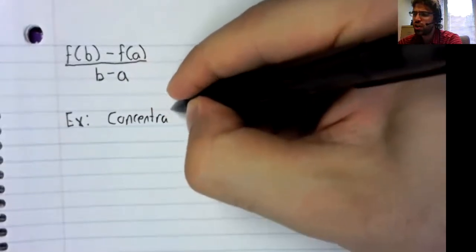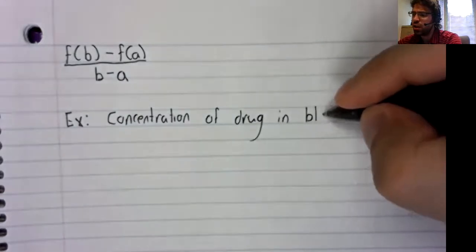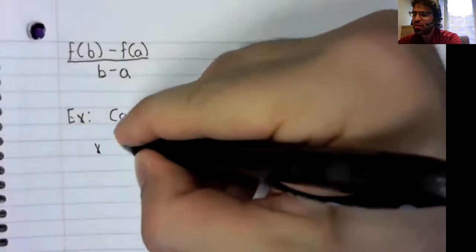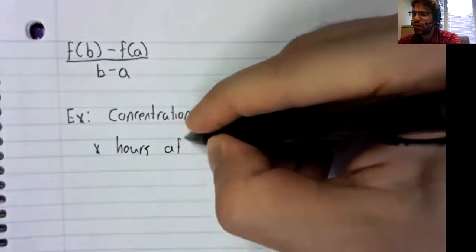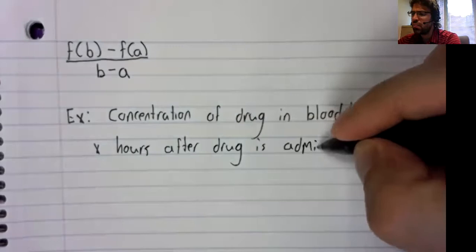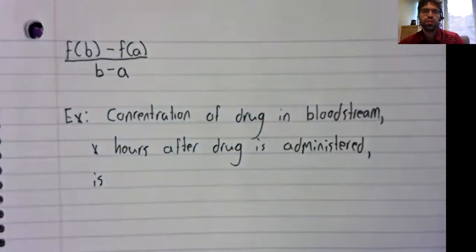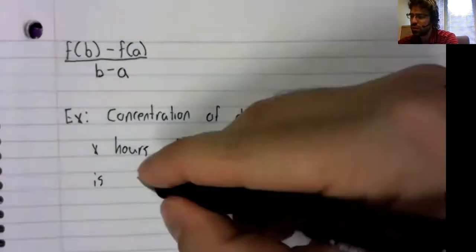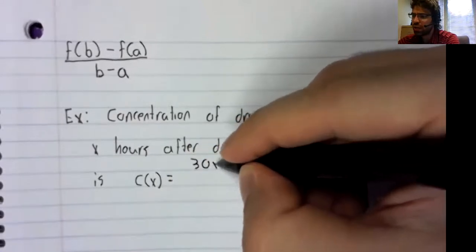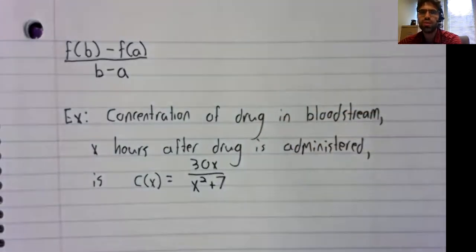The concentration of a drug in a patient's bloodstream x hours after the drug is administered is, give me just a moment, C of x equals 30x divided by x squared plus 7.